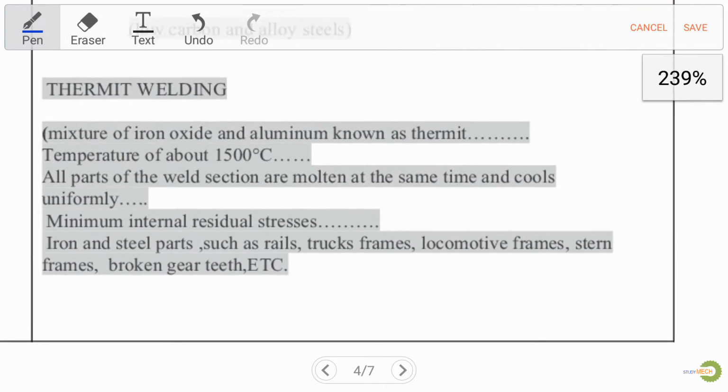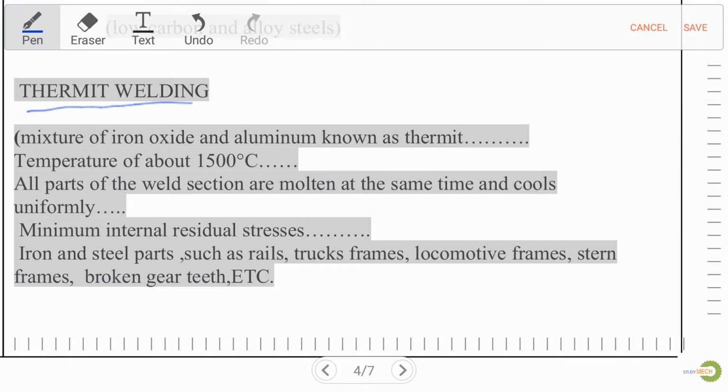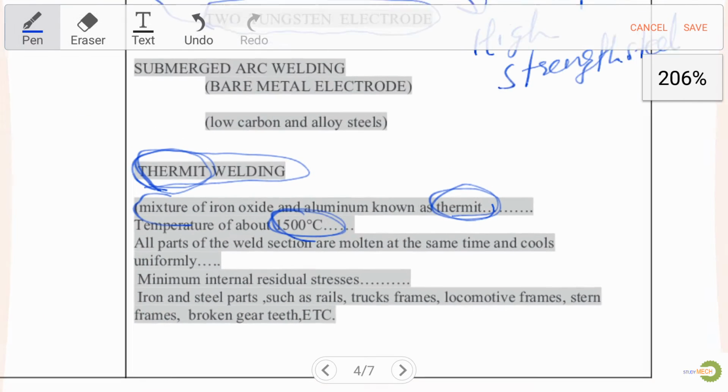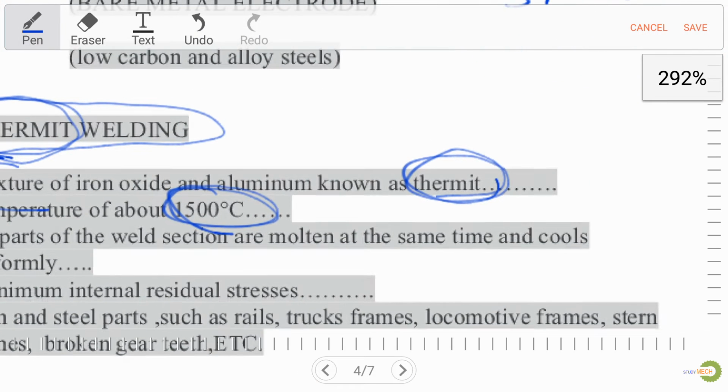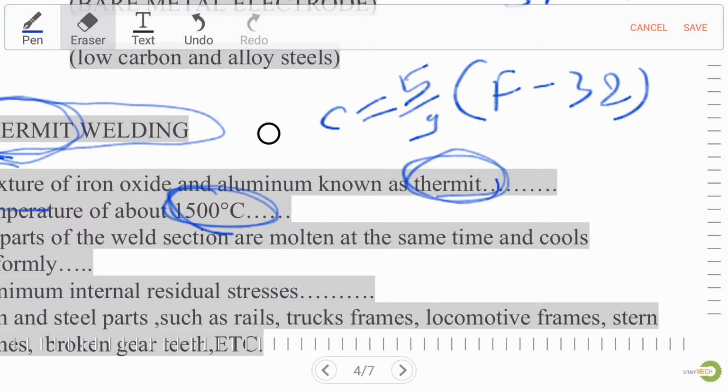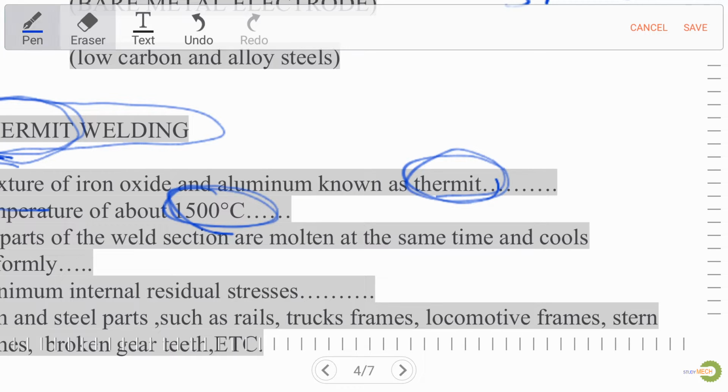Now next is the thermite welding process, very important. Now what is the meaning of thermite? The mixture of iron oxide and aluminum oxide is known as thermite, and the temperature over here is 1500 degrees Celsius. Now to convert Celsius into Fahrenheit, we have one equation, C = 5/9 (F - 32), F for Fahrenheit, C for Celsius. This is additional information.